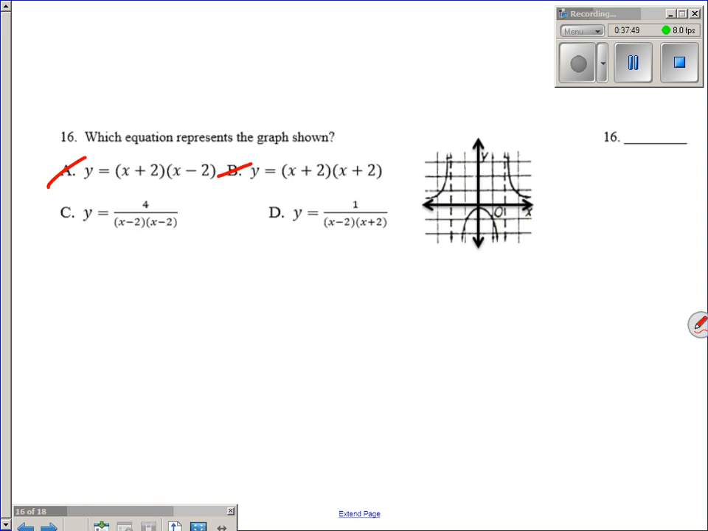If you are trying to determine it based on the graph, hopefully you notice that we have, not y-intercepts, vertical asymptotes at negative 2 and positive 2. So in the factored form of this, it should be an x plus 2 and x minus 2, and both of these do have that. Now we just have to decide whether it's going to be 4 over that or 1 over that.